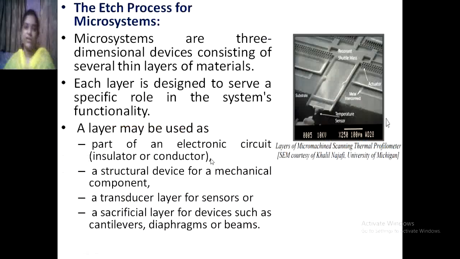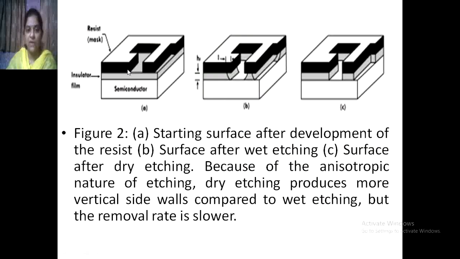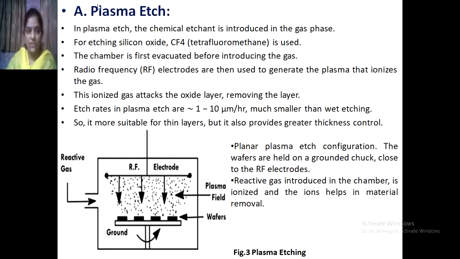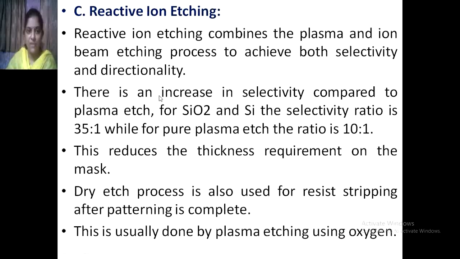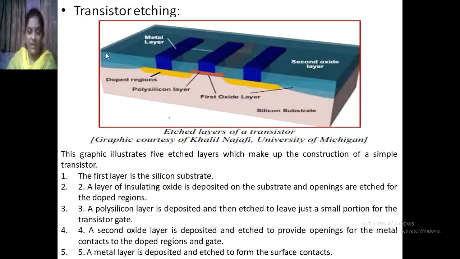In this session we have seen the types of etching: in dry etching, plasma etching, ion beam etching, and reactive ion etching. Then we saw what exactly the etch process is for the microsystem, and after that we took one example, the transistor etching. So you should now have an idea of etching in a microsystem.